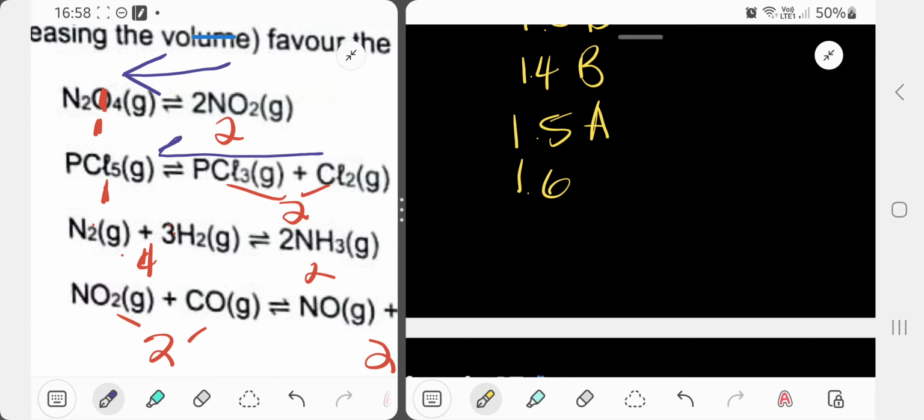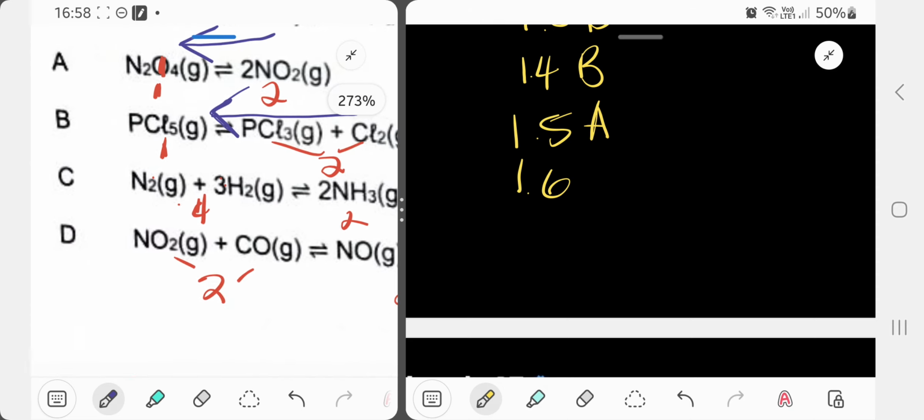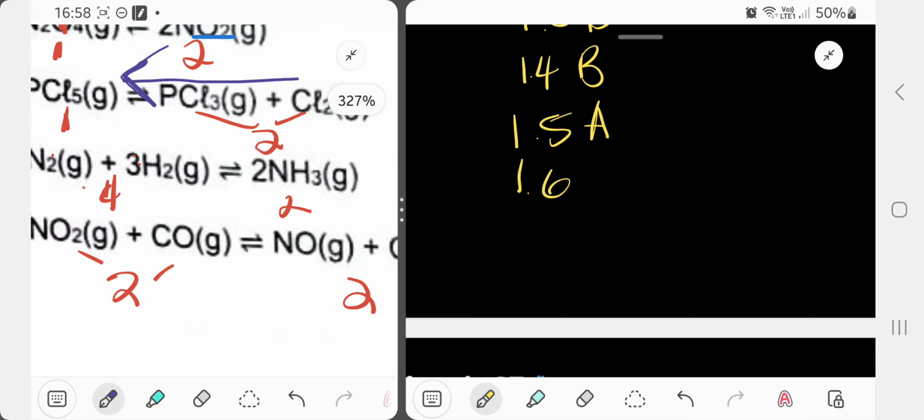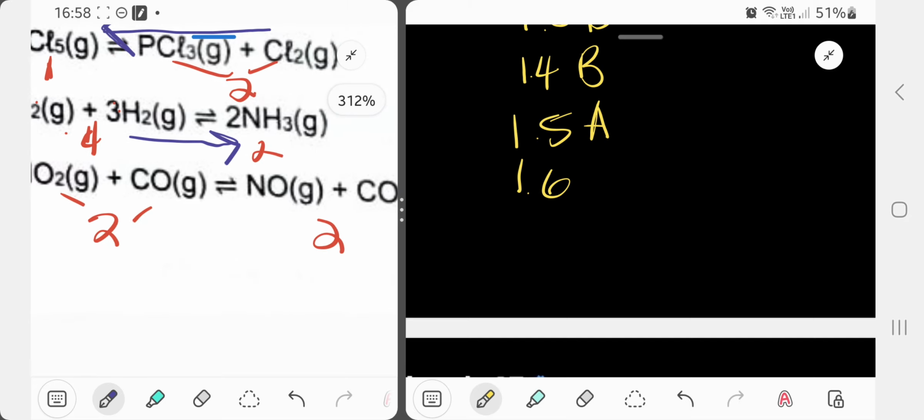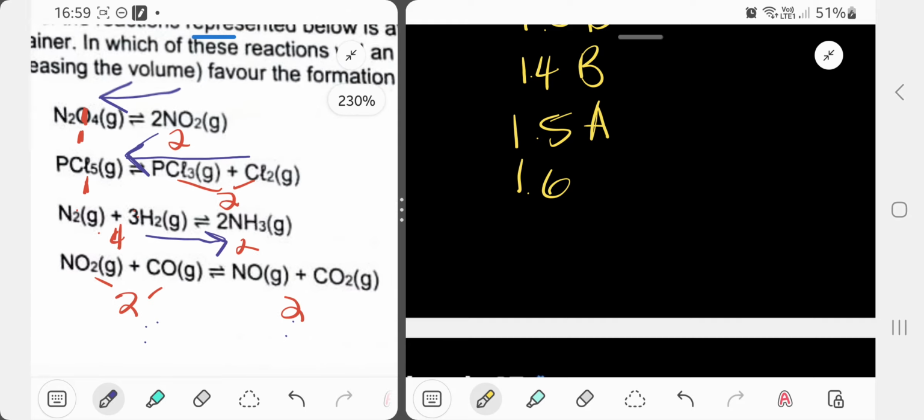Also, this side is favored. So now, C says it favors the side with the fewer number of moles. So here we have 4, we have 2, so this one is favored. And then here we have both, so none of them are favored. Nothing will impact. Not even an increase in pressure too much can affect this one, because they have the same number of moles.